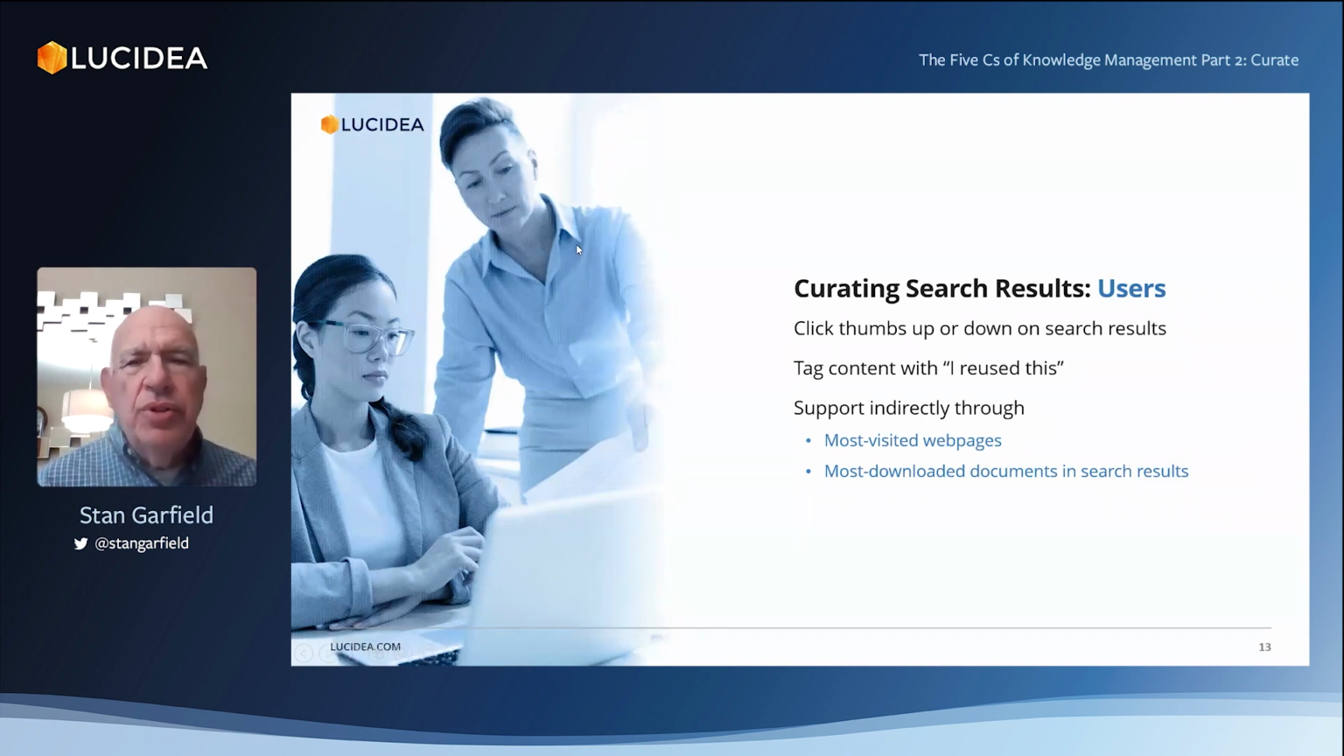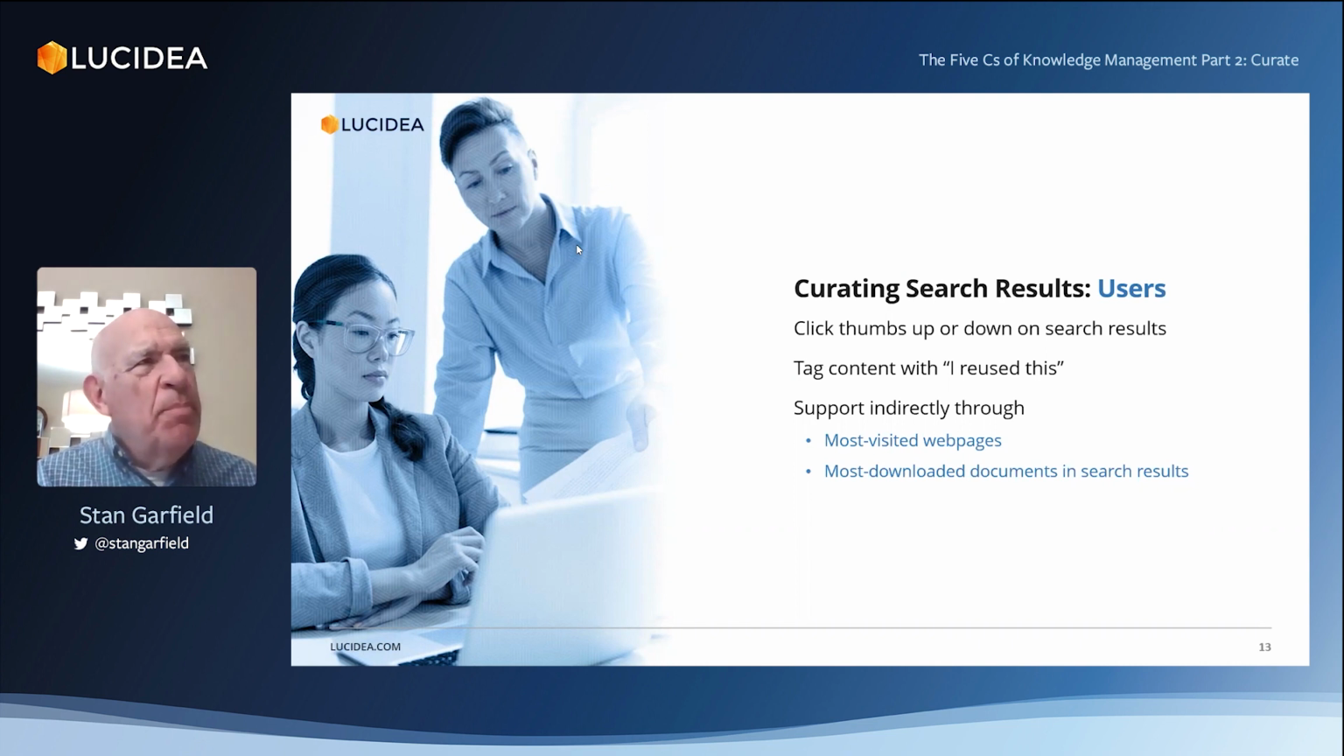So for users, there are things that they can do to help with curating search results. It's not just the knowledge managers that can help with this. Users can help because they can give feedback on the search results that they get when they conduct a search and let the knowledge managers know which of these results have been useful to them and which have not. And one way to do that is to provide a way for them to click a thumbs up or a thumbs down on the search results they receive.